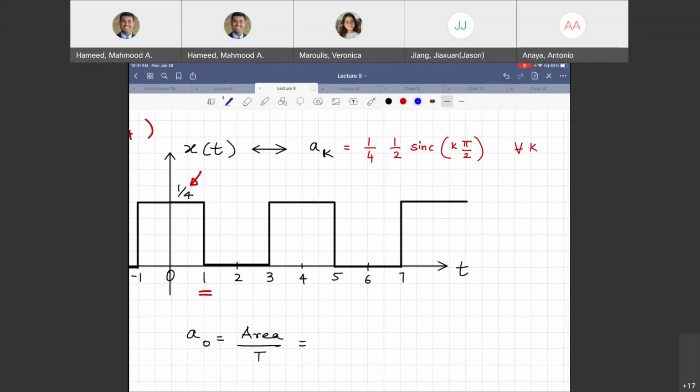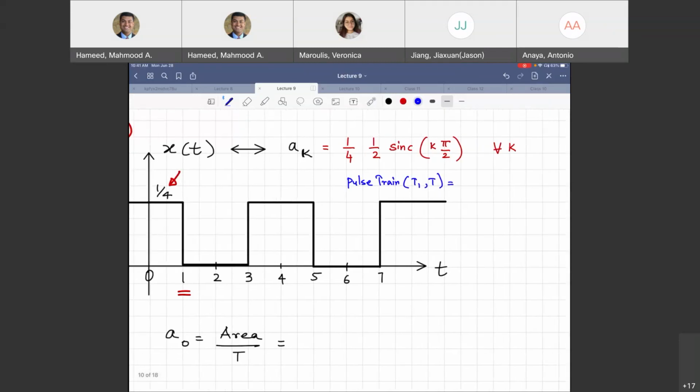As a reference, I'm going to write what I used. I used pulse train T1 comma T, and the Fourier series coefficients of that are 2T1 divided by T sinc k omega naught T1 for all k.